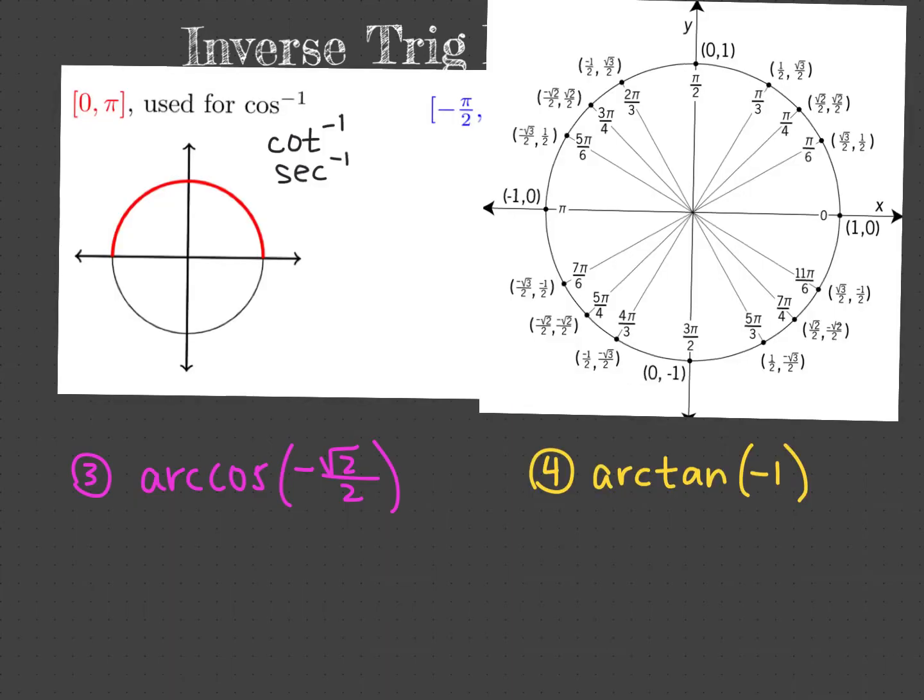For number 3, the arccosine of negative root 2 over 2. For arccosine, we can only look in quadrants 1 and 2. That's where our outputs can be only. Well, I know cosine's negative in quadrant 2 out of those two, so in quadrant 2, where is the cosine negative root 2 over 2? That's a pi over 4 family. So my cosine's negative root 2 over 2 at 3 pi over 4. So our answer here is 3 pi over 4.